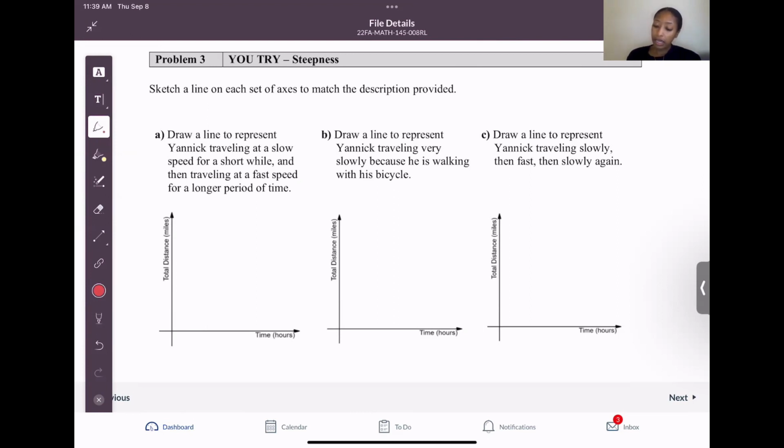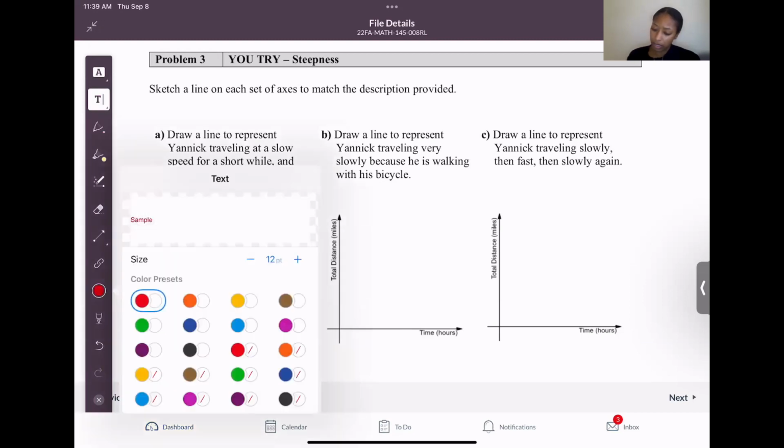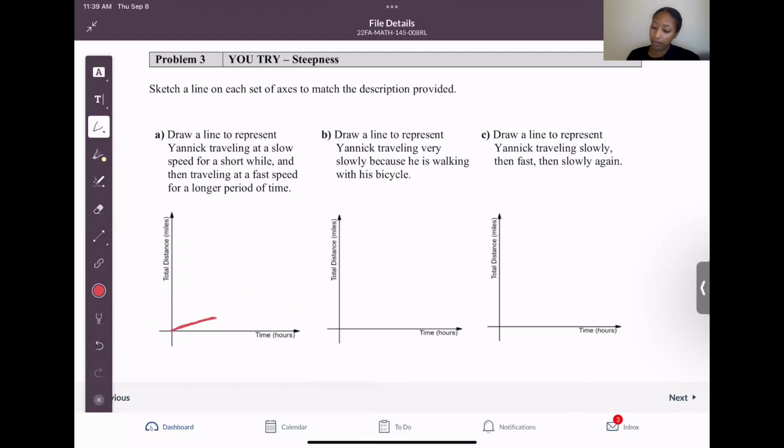For part A, Yannick is traveling at a slow speed for a short while and then travels at a faster speed for a long time. So if he's traveling at a slow speed, that should be a flatter line segment, and it's just for a short period of time. So we'll have a short, flat line segment, and we want to try to make these straight lines. And then he travels at a faster speed for a long time. So we want a faster speed, so a steeper line and a longer line. You should have something similar to this. Flat, short line, steep, longer line.